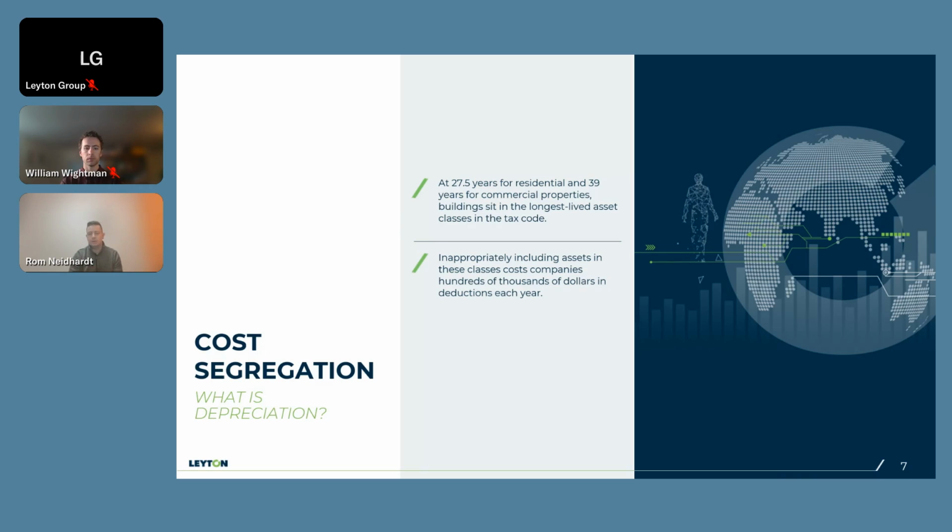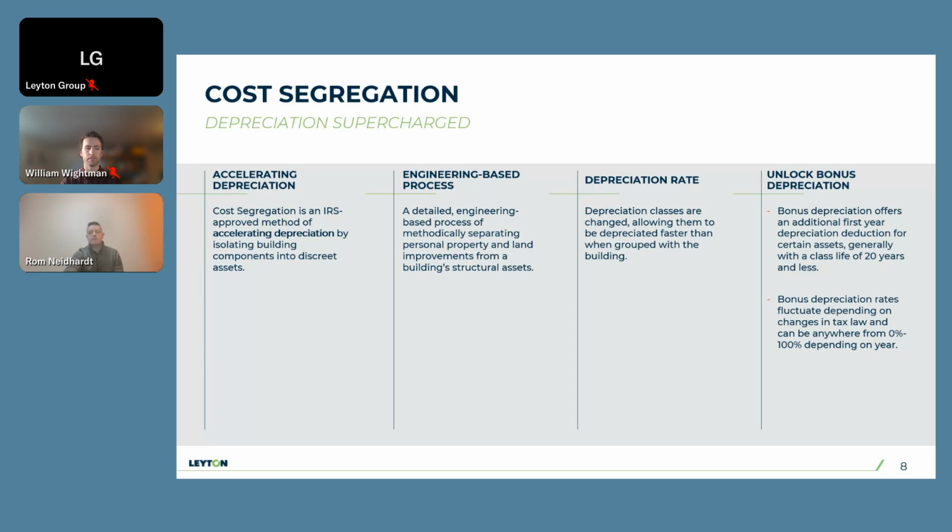So cost segregation at its core is identifying what actually should be in those 27 and a half and 39-year class lives and what shouldn't be, so that we can pull them out, put them in the class lives that they should be in, and depreciate them at that accelerated rate. Right. So cost segregation basically is depreciation supercharged, right? You already have these assets, you're going to get some kind of a benefit if you just drop them all into that 27 and a half or 39-year class life, but it's not everything that you could be getting or you should be getting. So cost segregation supercharges that depreciation that you can get on a year-to-year basis.